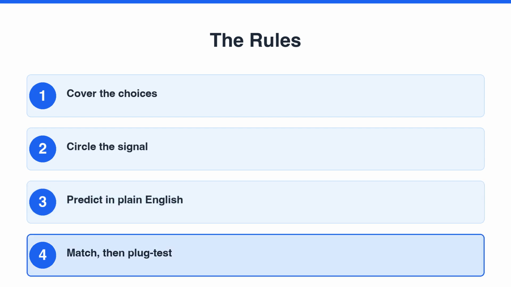Step 4. Match, then plug test. Find the choice closest to your prediction. Plug it into the sentence and read it out loud. The right answer must work in both meaning and tone. Wrong register, wrong polarity, wrong intensity, any of those kills a choice, even if its definition technically fits.